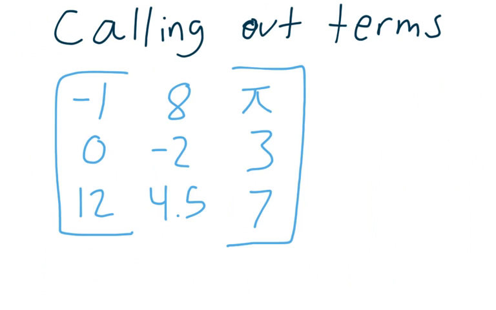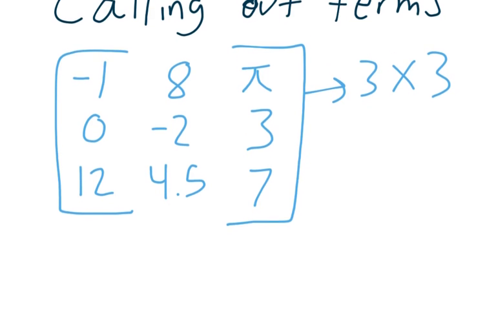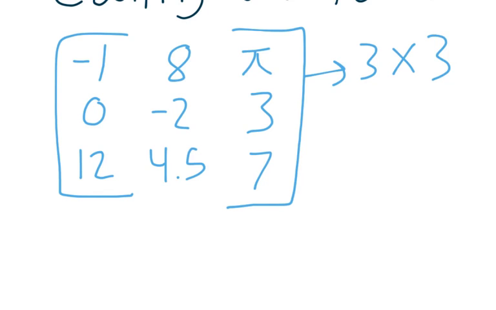So here I have one more matrix. This one has 1, 2, 3 rows and 1, 2, 3 columns. This would be a 3 by 3 matrix, because I have 3 of each. So let's call out some terms. So let's say I want to know, oh, by the way, you're going to see this usually. Something like A2,1. That doesn't mean 21, that means A2,1.